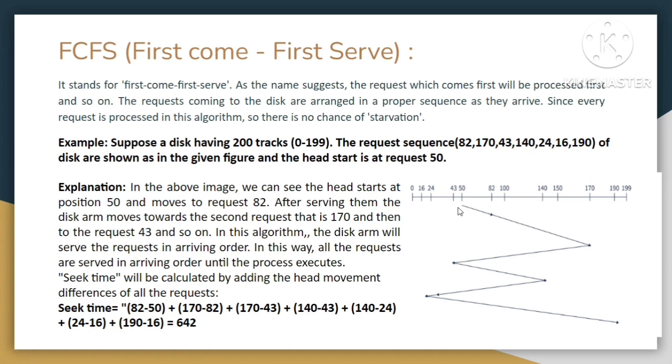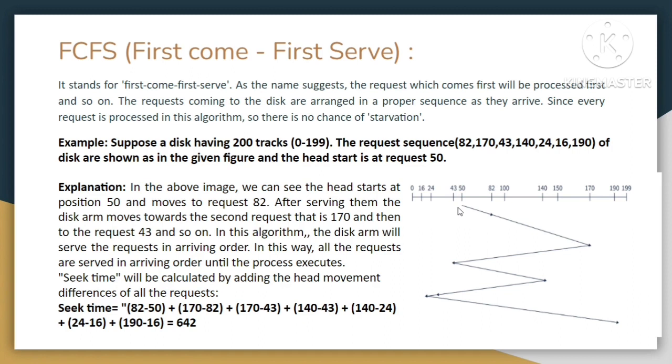So FCFS means the request which arrives first will be serviced first. For example, in any admission in any college, there will be an advertisement that some seats are vacant in some department. The seats will be filled on the basis of first come, first serve. Or any job will be filled on the basis of first come, first serve. The person who comes first will be served first. So that is the main agenda of FCFS.